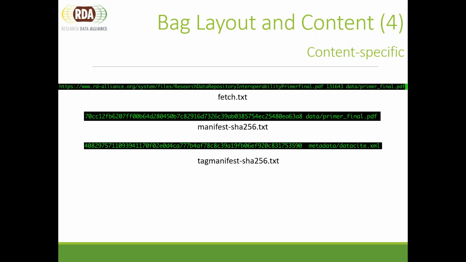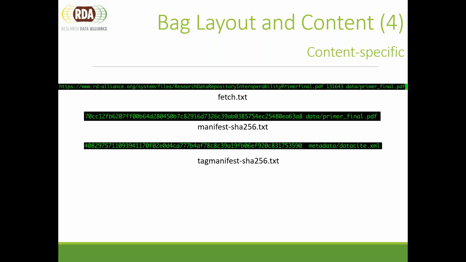Finally, there are a couple of files related to the content. The first one is the so-called fetch file. BagIt supports, on the one hand, to put the data in a specific data folder directly in the bag, or it allows to add a file called fetch.txt, where you can refer to a file stored somewhere else. So what you have to do is, you see it in the line, you put the URL of the file, of the content, you put the size and the location where it is assumed to be in the bag.